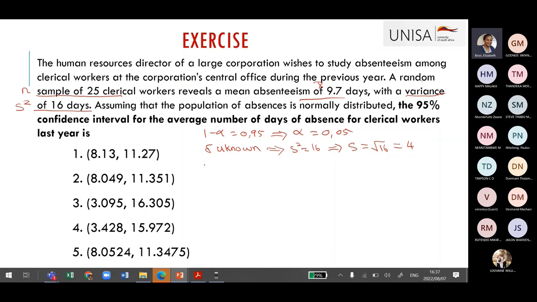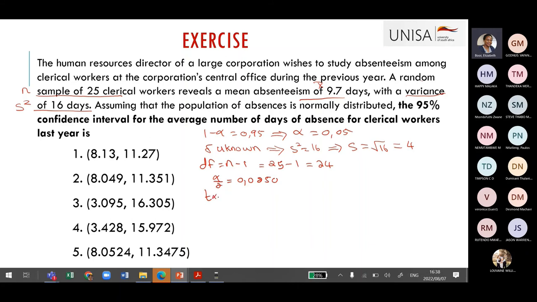What is the other thing? Now, we need to find the degrees of freedom. Our degrees of freedom is N minus 1. Our N is 25, so it's 25 minus 1, which is equal to 24, right? Our alpha divided by 2, which will be 0.05 divided by 2 is 0.025, right?